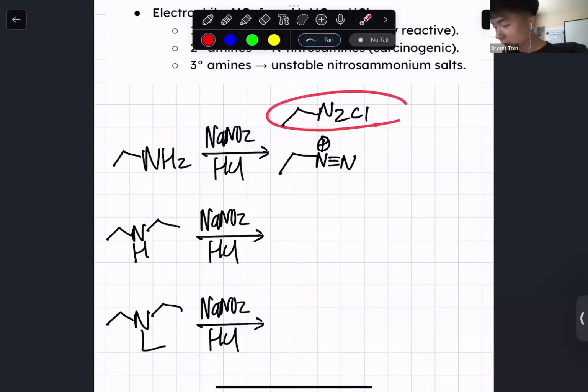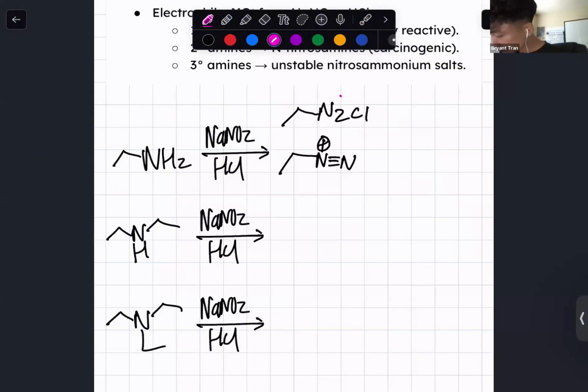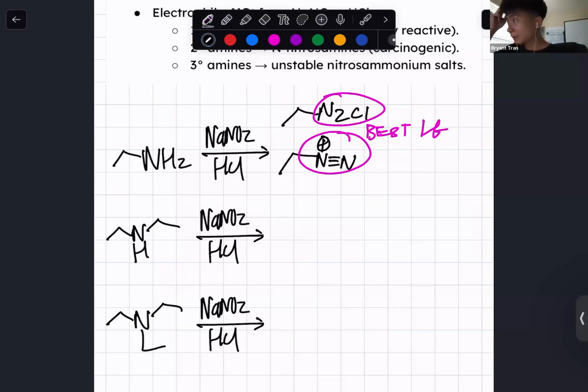For Muriel-Jones practice or leavings practice. And this right here, think of this as a very good leaving group. It's like one of the best leaving groups, right? Best leaving group. It's going to leave as N2 gas, nitrogen gas. Okay? And this can do a lot of reactions.